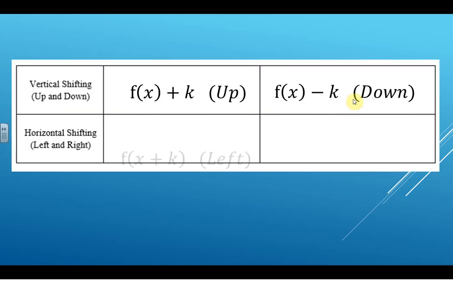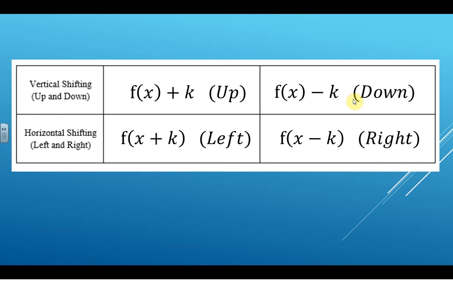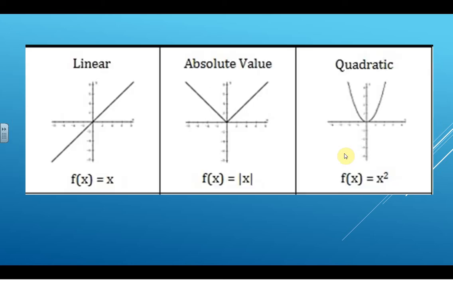So here's a quick chart. Basically, K is a number, and that's what you're moving by. If it's on the outside of the function, it's going to be up and down. If it's on the inside, it's going to be left or right. And hopefully you realize by playing around that it's the opposite of what you think. You've got to know your functions.